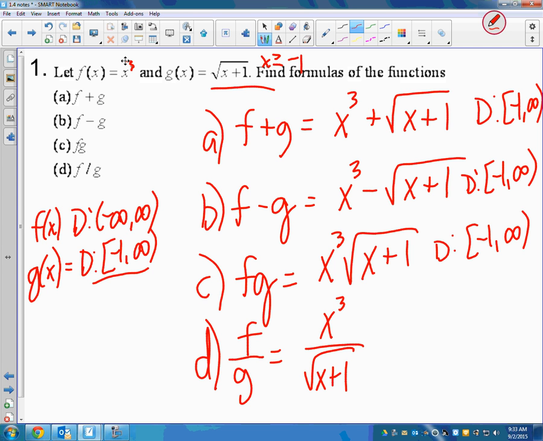But the division is sometimes going to have a different one, because can I have the same domain on this one? Is it okay to say negative 1 to infinity here? Why not? Because if I include negative 1, I would now have 0 in my denominator, and I can't have 0 in my denominator. So I need to change my domain. What should that change to?